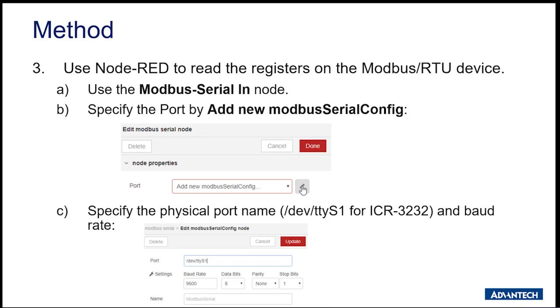So what we'd have to do is use the Modbus serial in node from the flow side on the left, drag it to our flow, and then go into the node configuration by double clicking on it, and we need to specify the Modbus port. So that's by adding a new Modbus serial config. Now we specify the physical port name as /dev/ttyS1 for the ICR3232 and the baud rate of 9600, which is from the user manual of my sensor.